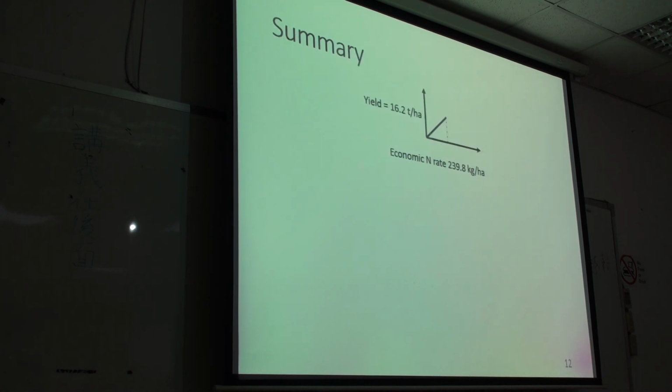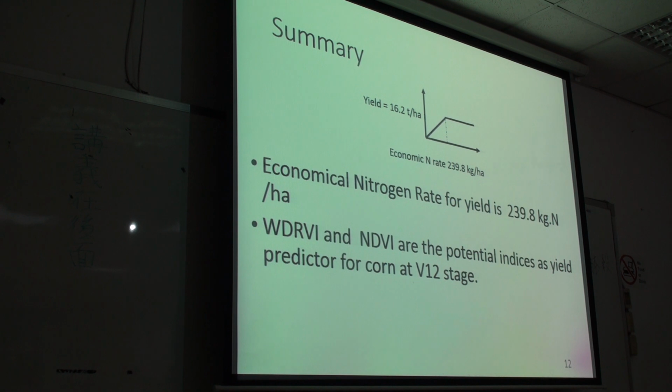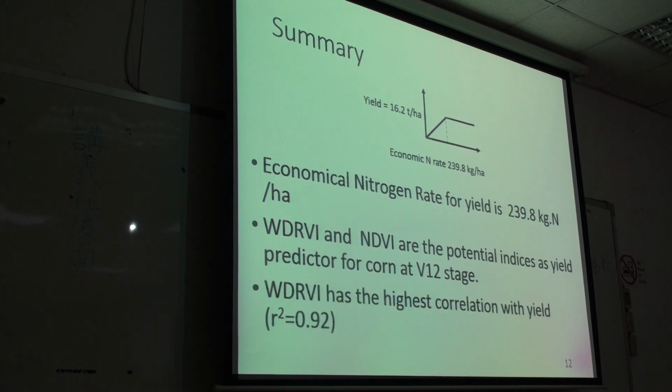So to summarize, they found that the economic nitrogen rate for yield is around 240, and WDRVI and NDVI are the potential indices as yield predictors from the V12 stage. And among them, they found that WDRVI has the highest correlation with yield. And that's all. Thank you.